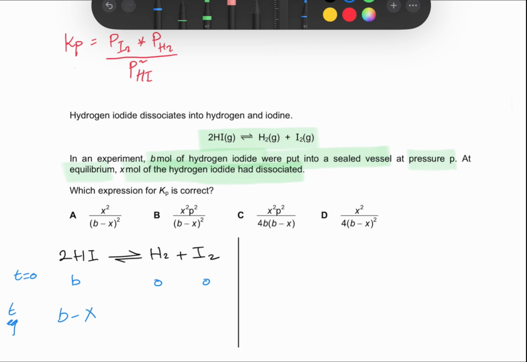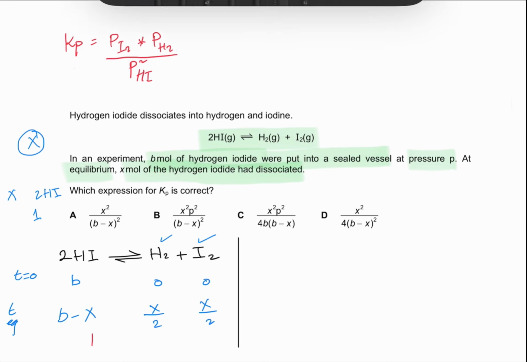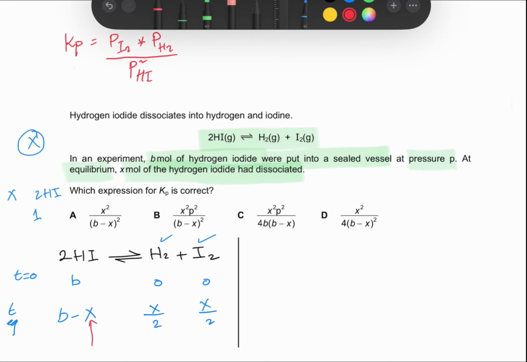We're supposed to say minus 2x, but the question says the number of moles that are lost is equal to x. On the other hand, we have I2 and H2, but what should I write? Should I put x for them? No. X here represents the 2HI, but we need to represent only one, which means the value for H2 and I2 will be x over 2 and x over 2. Because the examiner himself supposed that 2x is equal to x, then half of x is x over 2 and x over 2. Now we have the number of moles at equilibrium.